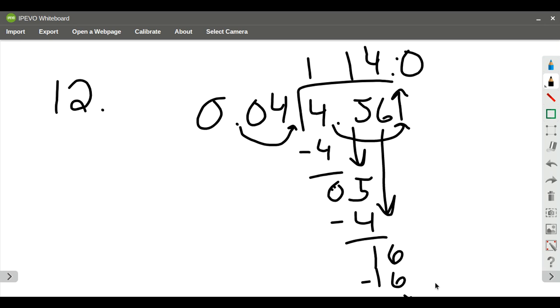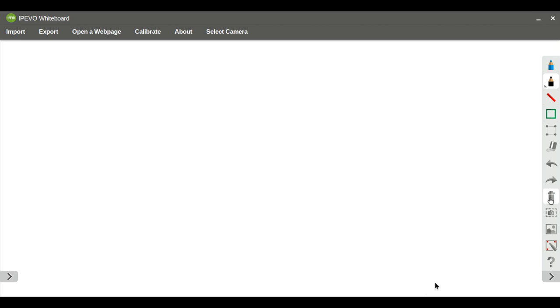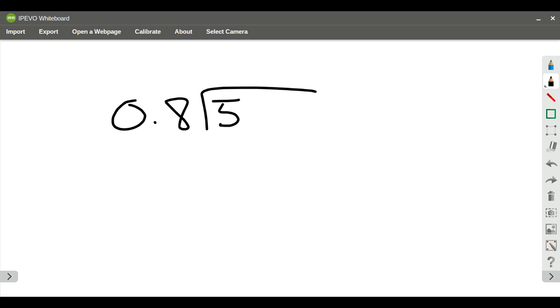114. Okay. I'm going to move into number 16. In number 16, I have 8/10, and I am dividing that into 56.8. I need to move the decimal over 1 to get 8/10 to be 8. So I need to move the decimal over 1 in my dividend. I'm going to bring it straight up.